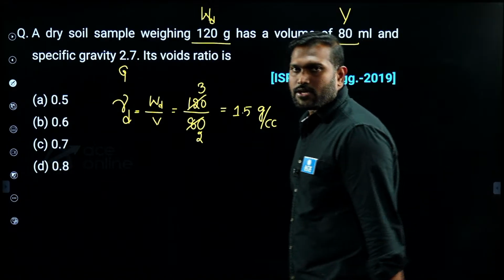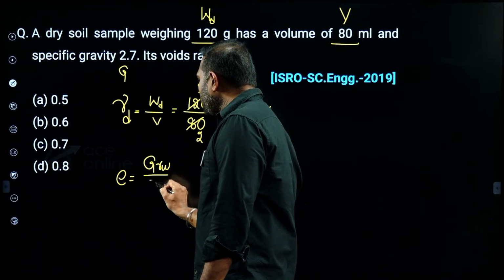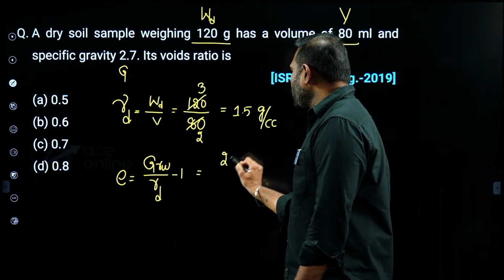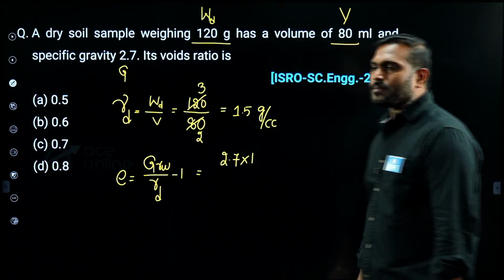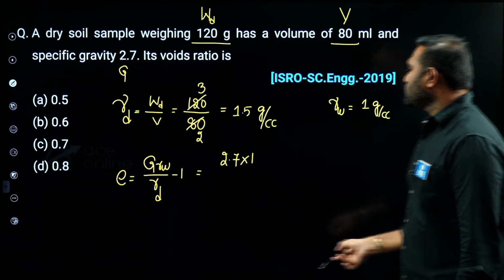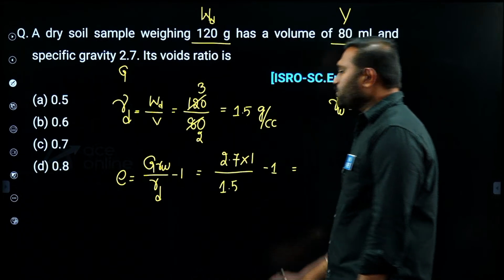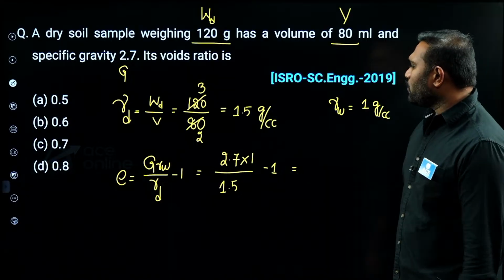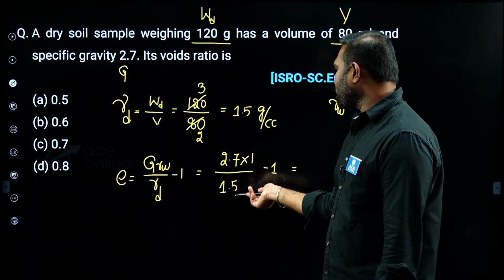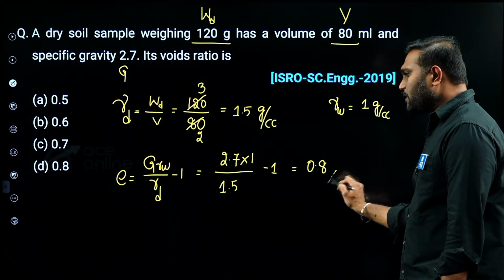They're asking about the void ratio. You can write void ratio e is equal to G gamma_w by gamma_d minus 1. What is the G value given? 2.7. Gamma_w in terms of gram per cc is 1 gram per cc, right? So into 1 by 1.5 minus 1. Now you can cancel: 9 by 5, that is 1.8, minus 1. So the answer is going to be 0.8, right?